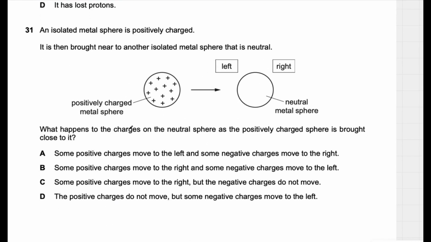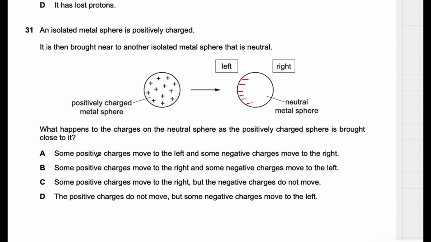An isolated metal sphere is positively charged. It's then brought near to another isolated metal sphere that is neutral. If it's neutral, it's just a mix of positive and negative. What happens to the charges at the neutral sphere as the positively charged sphere is brought close to it? You bring a positively charged sphere, the negative charges will align this way, while the positive charges will remain fixed. Positive will not move. Okay?